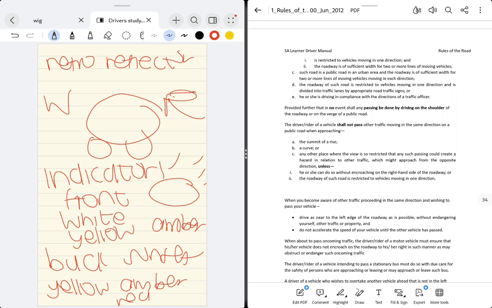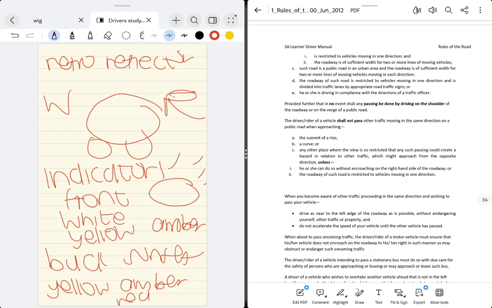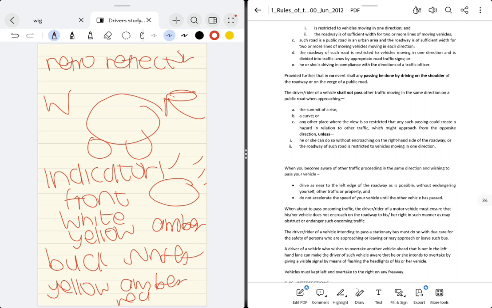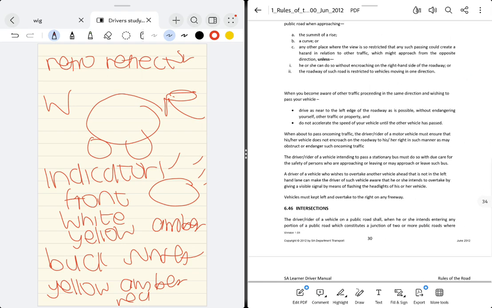The driver of a vehicle shall not pass other traffic moving in the same direction on a public road when approaching the summit of a rise, a curve, or any place where the view is so restricted that any passing could create a hazard in relation to traffic. He or she can do so without encroaching on the right side of the road, or if the roadway of such road is restricted to vehicles moving in one direction.